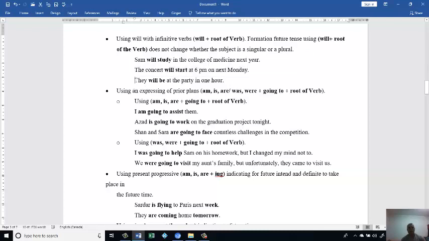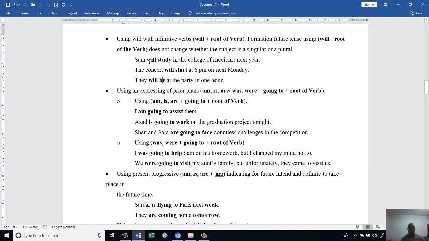Then if we look here, same thing. They will be at the party in 1 hour. Same thing, we have the subject. It doesn't matter if the subject changes, the "will" stays the same. If you look at all three, and then the root of the verb, same thing, there is no change. No -ed, no -es or -s or -ing.